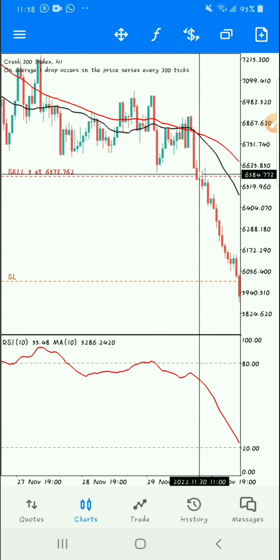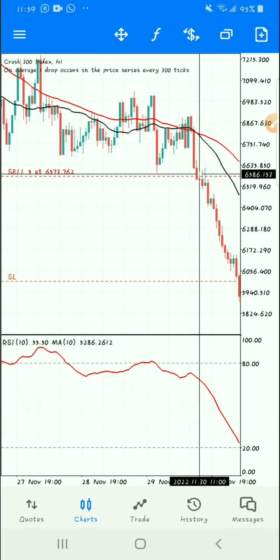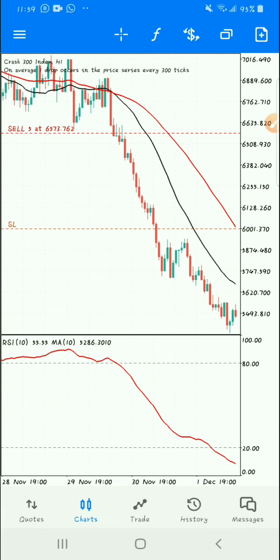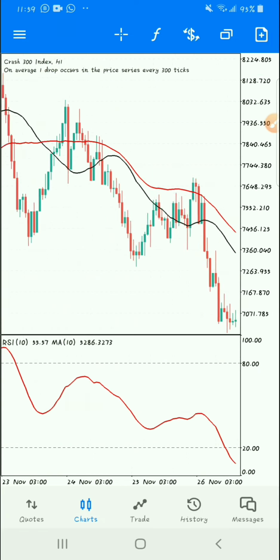As you can see, I entered from here. This very candle was my entry, and it went into some consolidation for a few hours, something like 30. Afterwards, it started going all the way down. See, all the way down. And as you can see how it started, guys, it started like this.